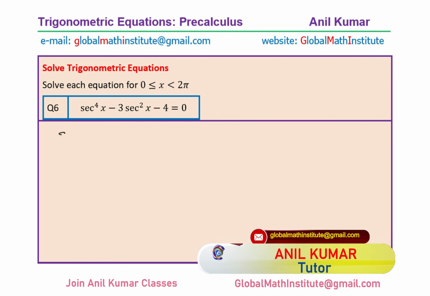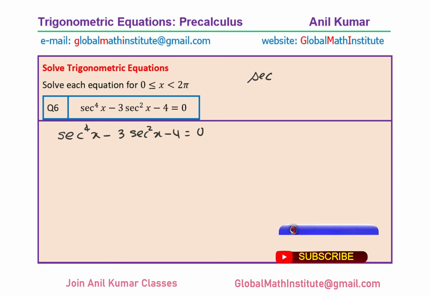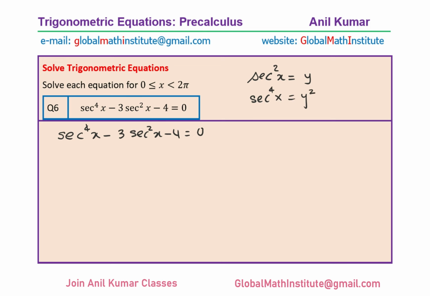So let's rewrite the equation. It is secant to the power of 4x minus 3 secant square x minus 4 equals to 0. Now we can actually factor this, right? Let me do a substitution to make it simpler. So we'll substitute secant square x as equal to, let's say, y. In that case, secant to the power of 4x will be y square, correct? Substituting, we get y square minus 3y minus 4 equals to 0.